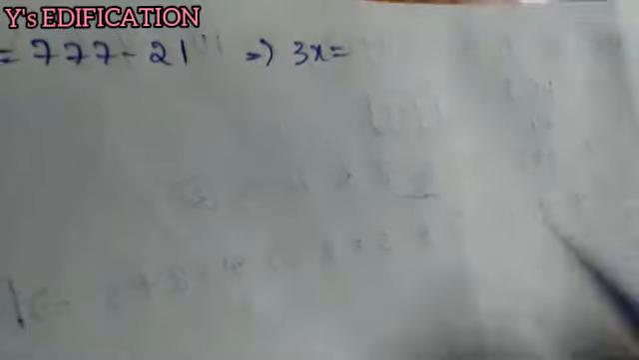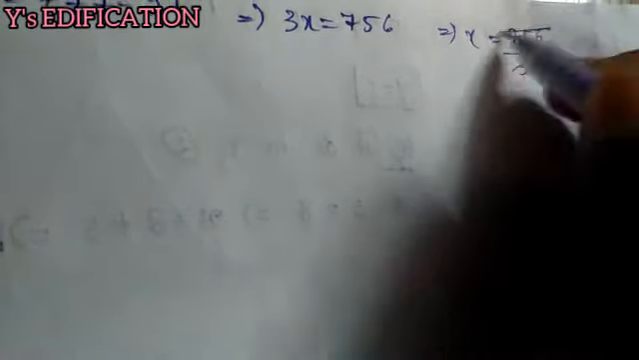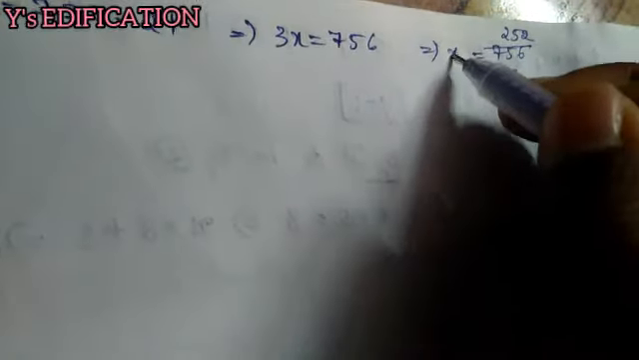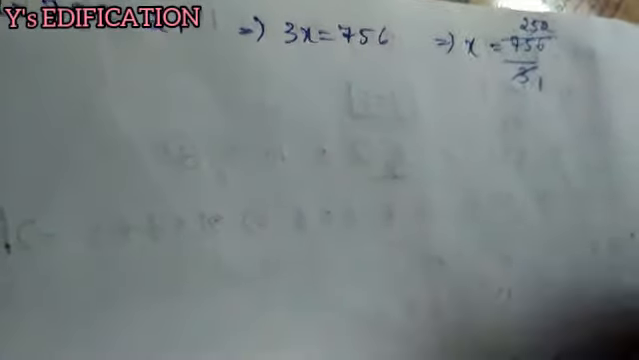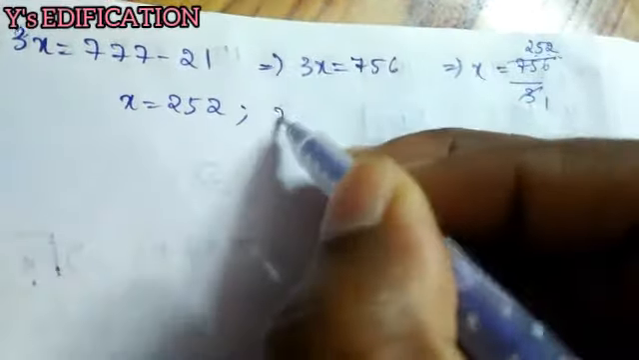So see here, 3x is equal to 777 minus 21. So what is 777 minus 21? 756. We want only the x value. So x is equal to 756 by 3. Cancel this. 3 1s are 3, 3 2s are 6, 3 5s are 15, 3 2s are 6. So the first number is 252. X is 252. So what is the second number?